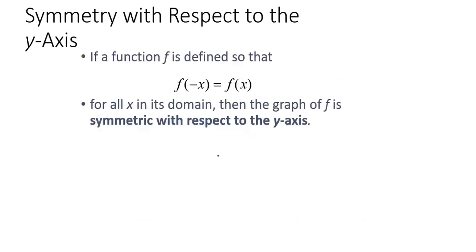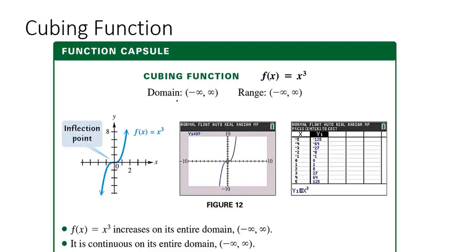Symmetry with respect to the y-axis. If a function f is defined so that f of minus x equal to f of x for all x in its domain, then the graph of f is symmetric with respect to the y-axis. You may want to write this in your summary sheet. If you calculate f of minus x when f of x is given to you, and that turns out to be equal to f of x, then that is symmetry with respect to the y-axis.